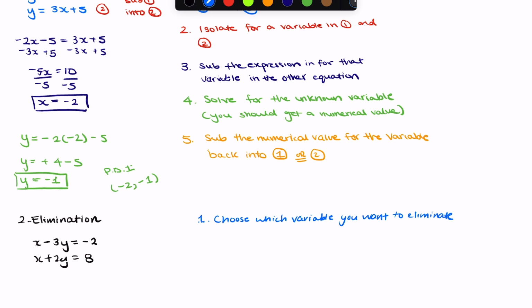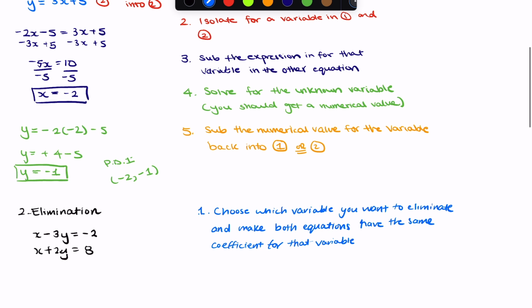And make sure both equations have the same coefficient for that variable. Here we see that we're going to eliminate the x values, and we're going to subtract those two. We see that the coefficient is 1, so that's good here.